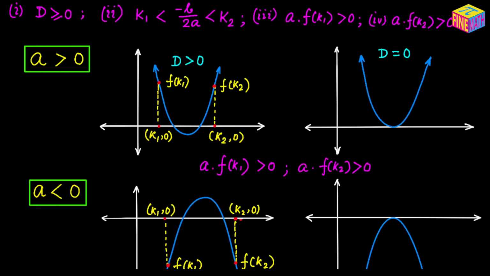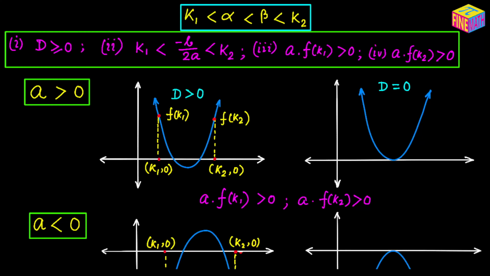And that is the complete set of conditions that we need to guarantee that the two roots of this quadratic equation will lie between k sub 1 and k sub 2. I hope everything made sense so far. Now we are going to take an example and see how we can solve problems using this concept.